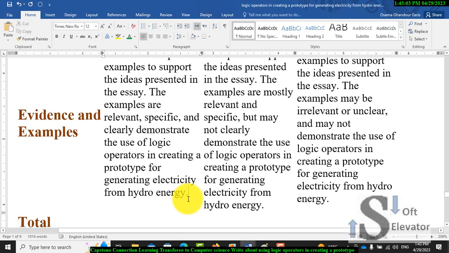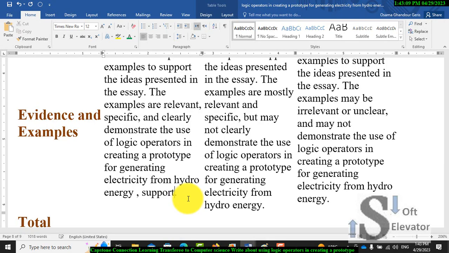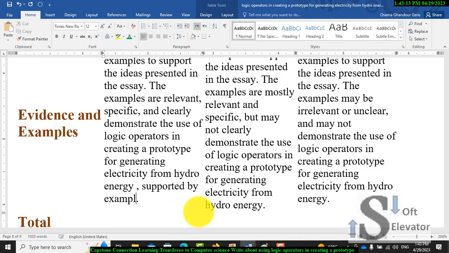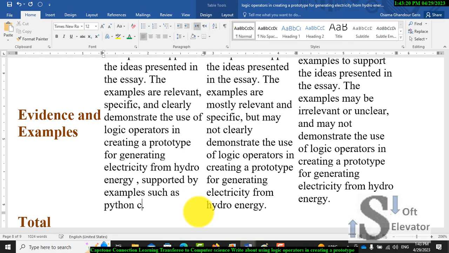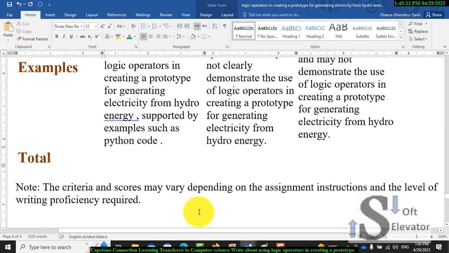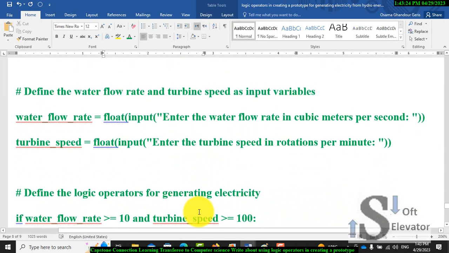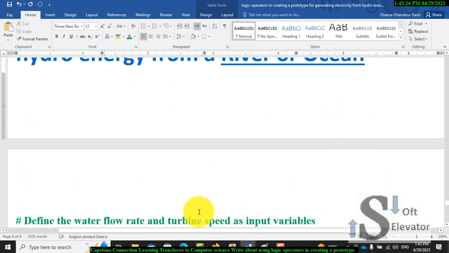And here we can also write, supported by examples such as Python code. Python code as this example. So here, how to use Python.